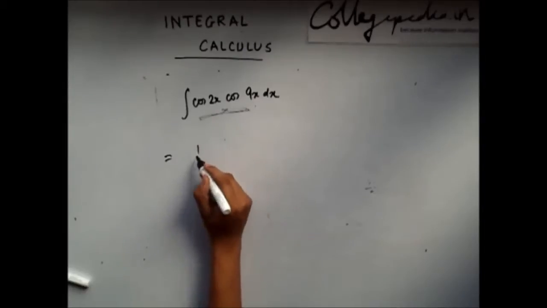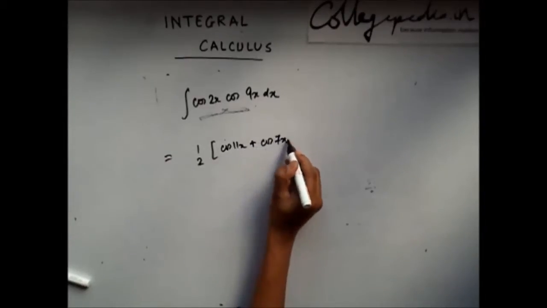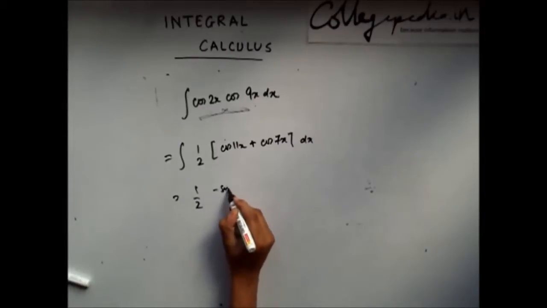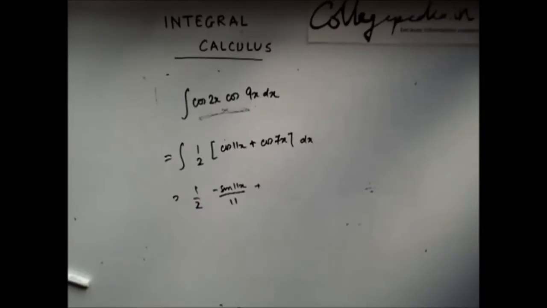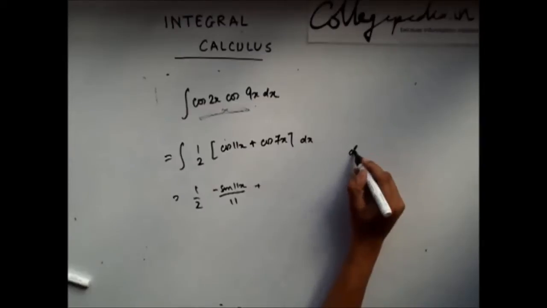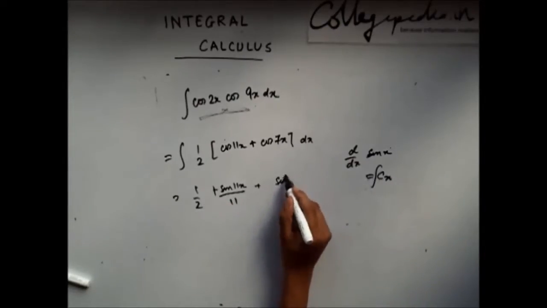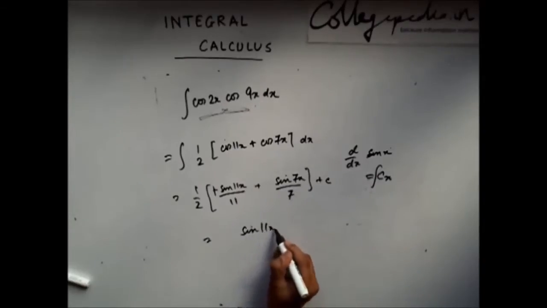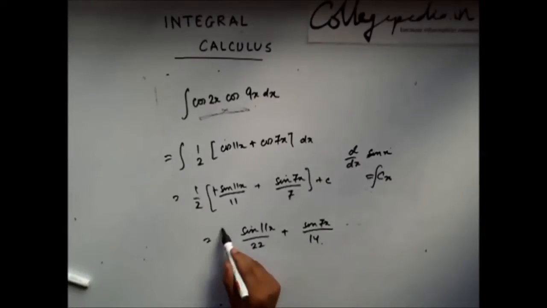Cos 2x into cos 9x can be written as half of cos a plus b x, that is cos 11x, plus cos a minus b x, cos 7x dx. Now you see this integration becomes so simple. If you integrate cos 11x, what you'll get? Minus sine 11x divided by 11. Sorry, should there be a minus sign? No. Because let's recall, if you differentiate sine, you get cos. So, if you integrate cos, you'll get just sine. And here you'll get sine of 7x by 7 plus some constant c. So, your final answer is sine 11x by 22 plus sine 7x by 14, plus some constant c.